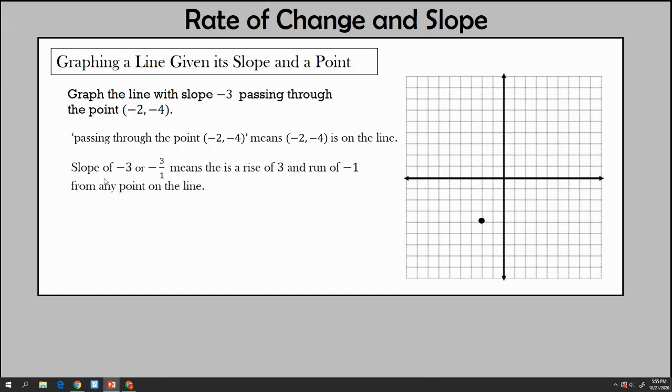From that point, we'll use slope. So -3, whole number -3, we think of as -3 over 1. I want to have a rise and a run. So that means we're going to go rise of 3, run of -1. So up 3 to the left 1. Then draw a line through those points. There's our graph. That's a negative slope, right? It goes down from left to right.